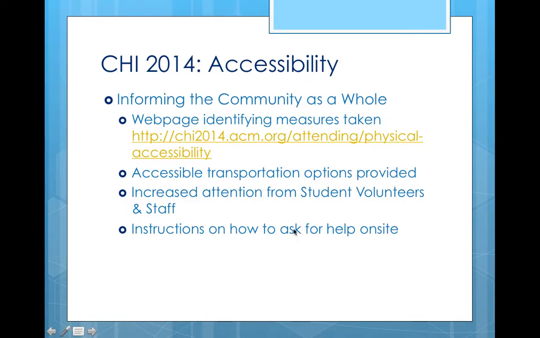So that was a really big part of not only addressing the people's needs individually, but informing the whole community that we were doing this as an effort to raise the level of awareness of the group itself about the people in the community that had accessibility issues. So I wanted to provide that to you as an example of what you might be able to do if you have a particular conference or event where people have particular accessibility concerns.